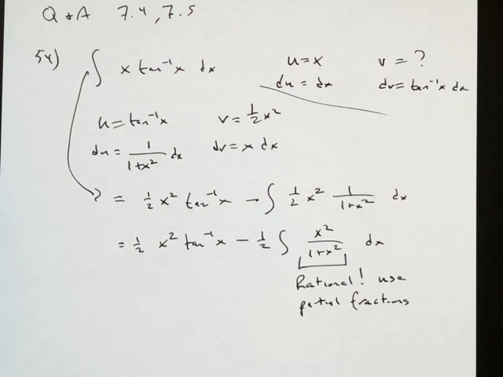However, the bottom doesn't factor, right? 1 plus x squared doesn't factor into anything. Without going to complex numbers, it's as simple as I can make it. So I look at the degrees. The degree at the top is x squared. The degree at the bottom is x squared. The degree at the top has to be smaller to do partial fractions. I've got to divide.